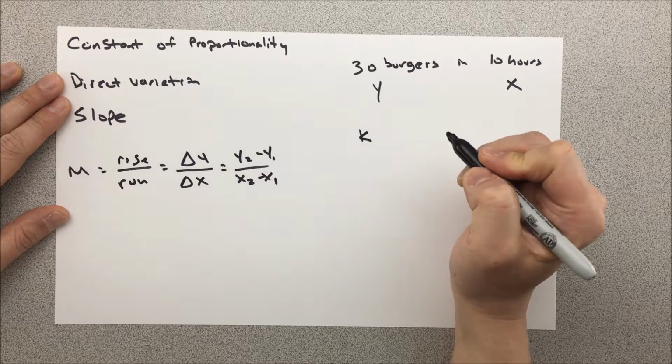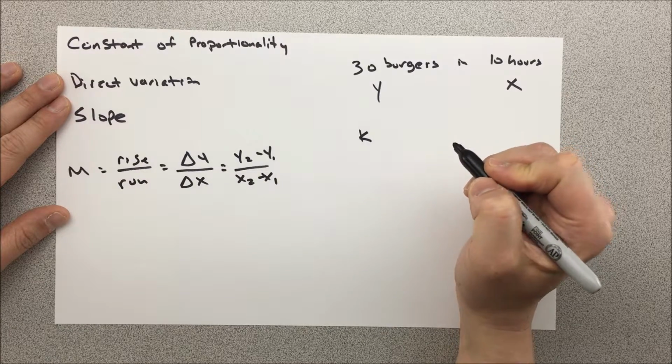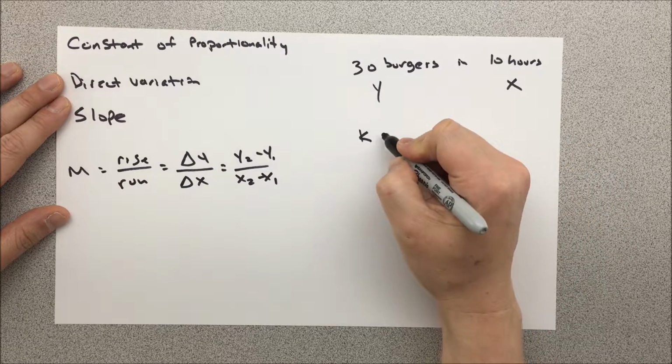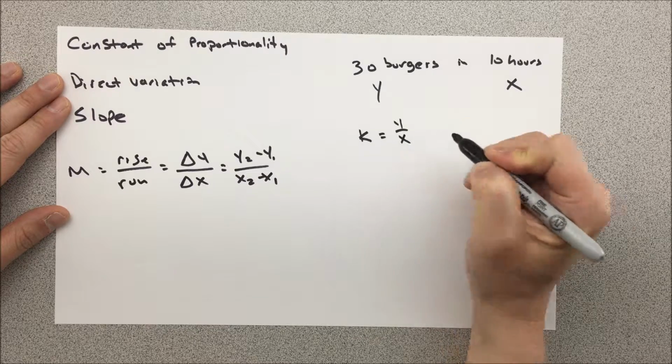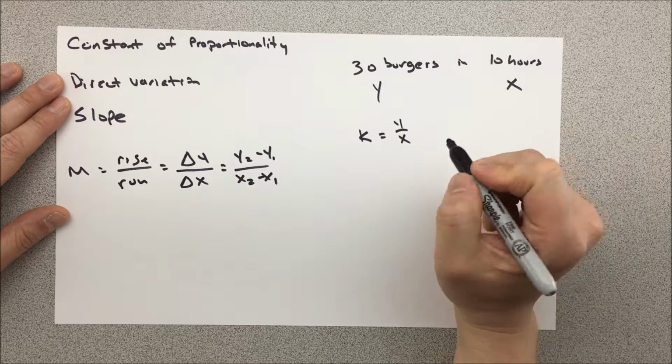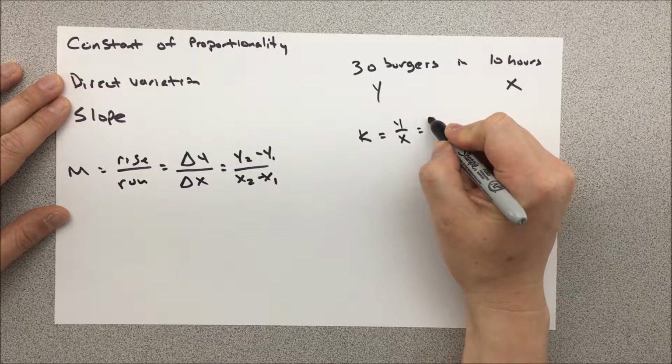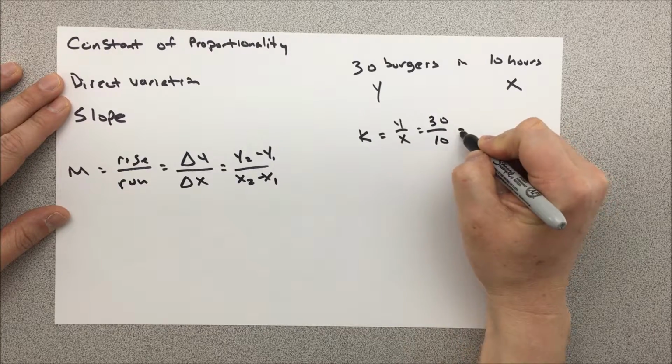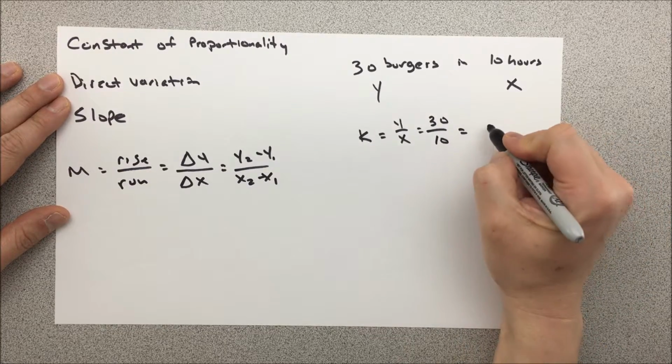There are a number of ways you can calculate this, and the teacher may give you a formula such as k is equal to y over x. Well, in this case, this is a very simple calculation. You just plug in the numbers, and you get a constant of proportionality of 3.